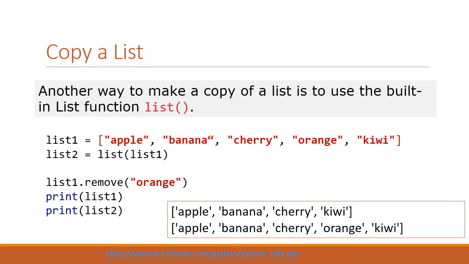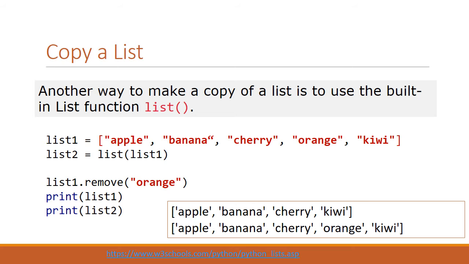Another way we can make a copy of a list is by using the built-in list function. In this example, we have list 1, and if we want to make a copy of list 1, we call the built-in function list, and we use list 1 as a parameter. The Python interpreter creates a new list and assigns it all the elements that are in list 1, and then that list is assigned to the variable list 2.